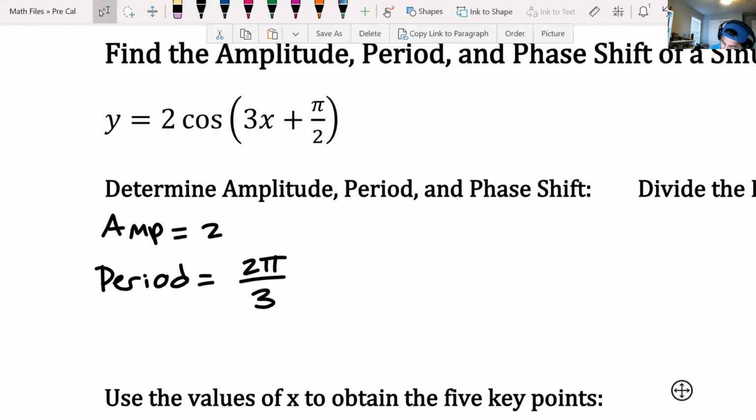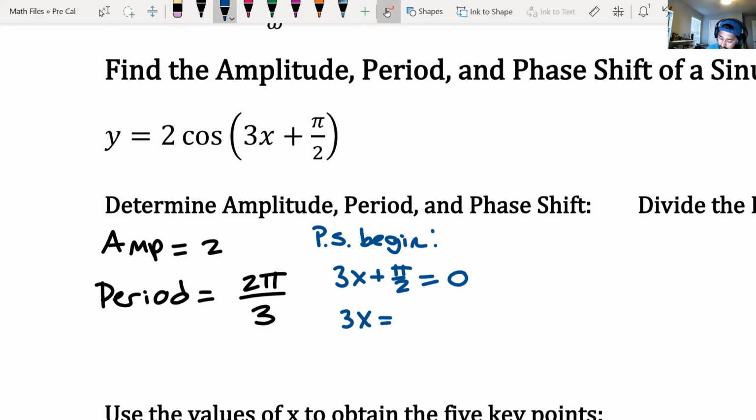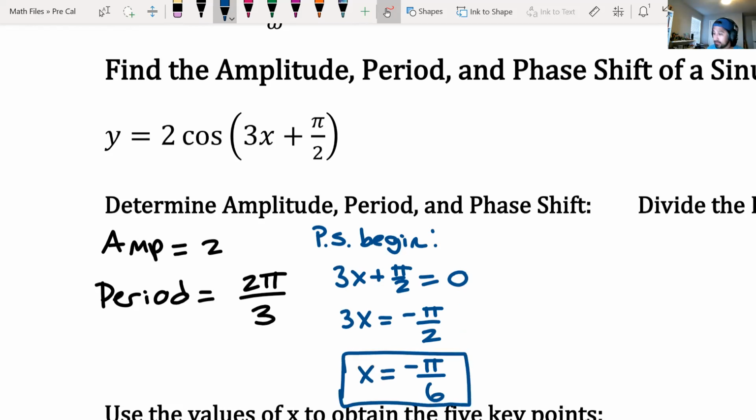So the beginning phase shift, I'll write it up here. Phase shift begin, which means we take 3x plus pi over 2, set it equal to 0, and solve for x. You'll move pi over 2 over, and then you'll divide by 3. When you divide by 3, it's the same as multiplying by 1/3, which means you'll get x equals negative pi over 6. This is the beginning of our phase shift.